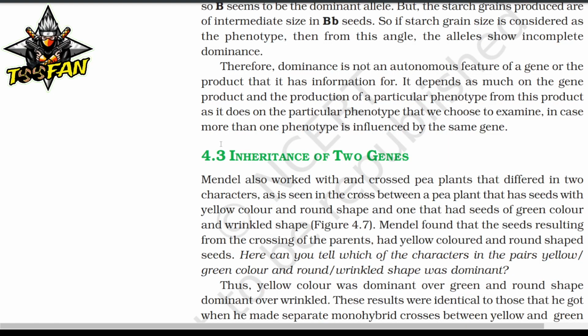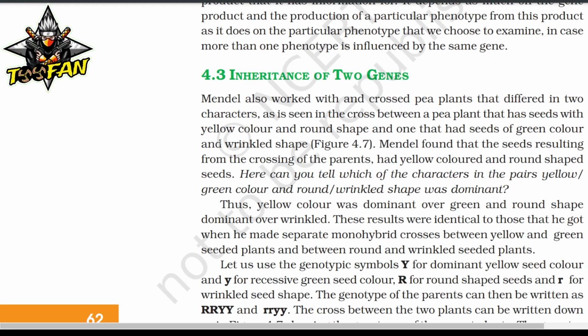Inheritance of two genes. Mendel also worked on crosses of pea plants that differed in two characters. He crossed a pea plant that has seeds with yellow color and round shape with one that has seeds of green color and wrinkled shape. Mendel found that the seeds resulting from the cross of the parents were yellow colored and round shaped. Here you can tell which question. Thus, yellow color was dominant over green and round shape was dominant over wrinkled.